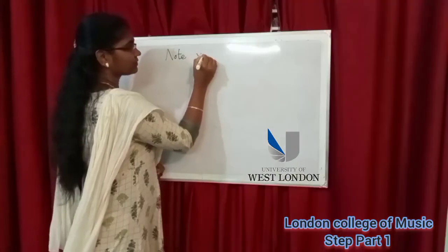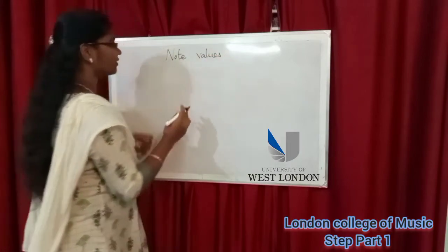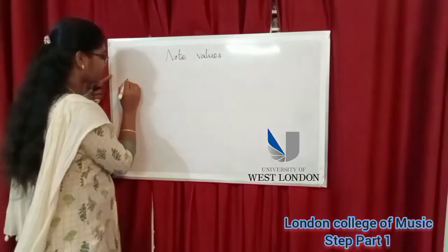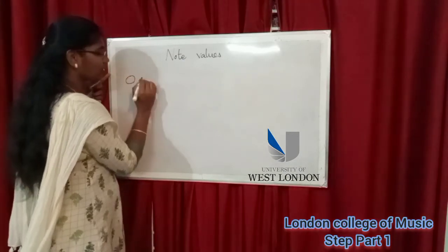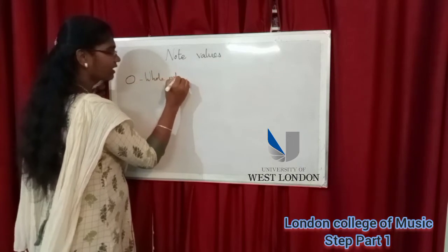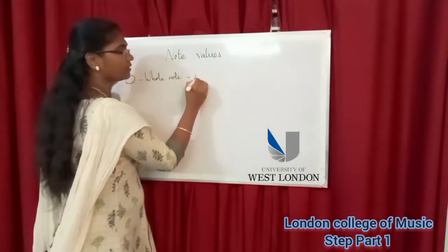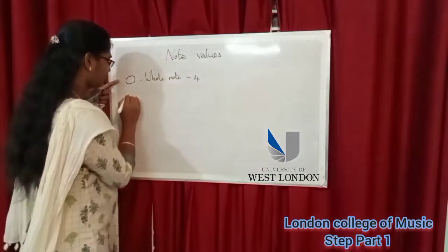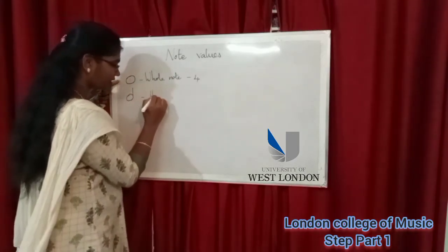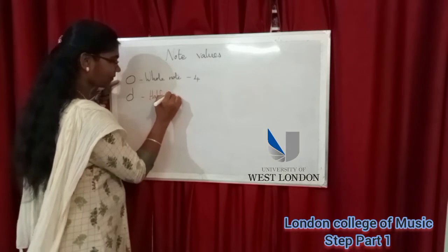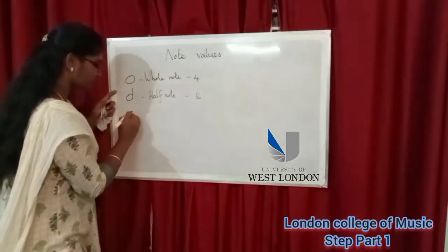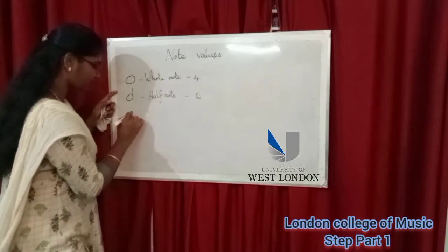Note values. We know the count for each note. If this is the whole note, how many counts for the whole note? 4. This is the half note. How many counts for the half note? It is 2. And then this is the quarter note.